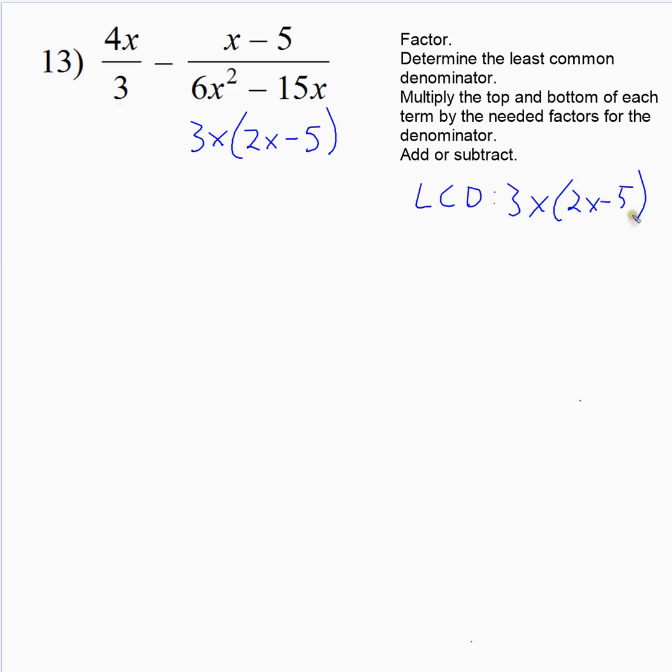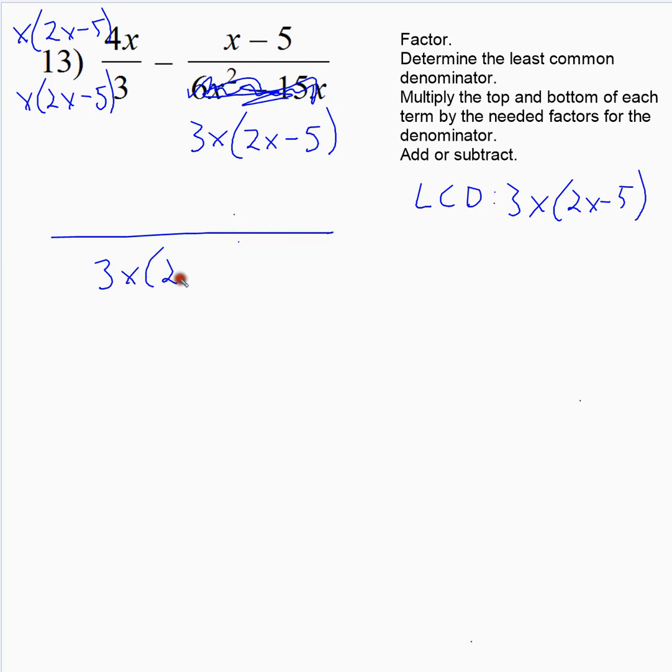And so if that's our least common denominator, we're going to need to multiply the left term. We don't need the 3 because we already have it, but we do need to multiply by 2x minus 5 in both the numerator and denominator to give us our common denominator. And so now we have that common denominator of 3x times 2x minus 5.